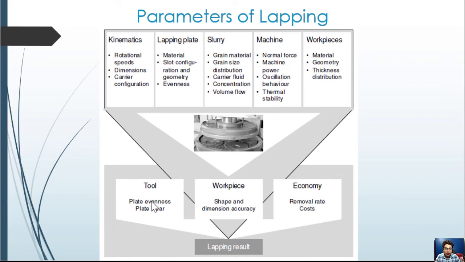Then in tool, plate evenness and plate wear, and in workpiece, shape and dimension accuracy are to be controlled. Then in economy, removal rate and cost, this shouldn't be very high, otherwise the cost of the component will rise and the mechanical process may not find its application in the industry.